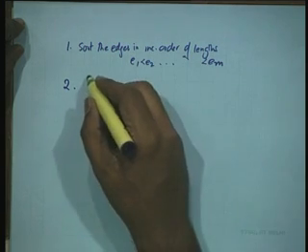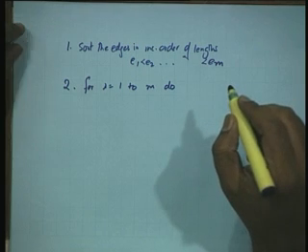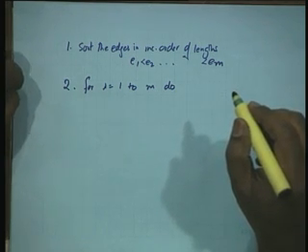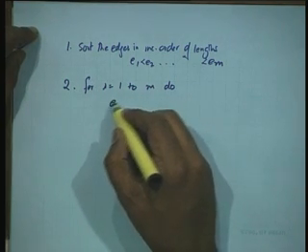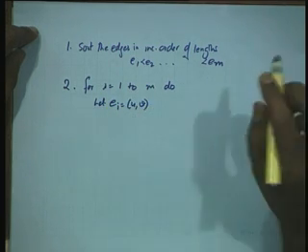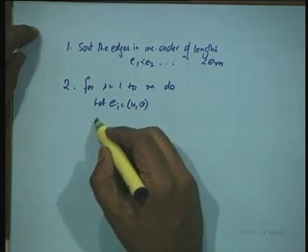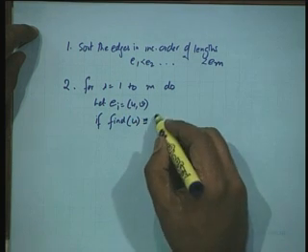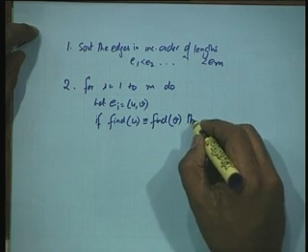Okay, now what should I do? For i equals 1 to m do, I pick an edge. What is the edge? Ei, I am considering the edge Ei. So, let Ei equals u comma v, which means that u and v are the two endpoints of the edge Ei. What is it that I have to do? If find u equals find v, then it forms a cycle, then we do not have to do anything.